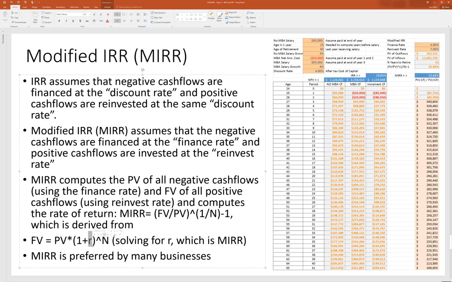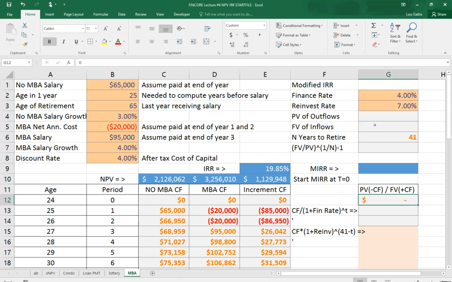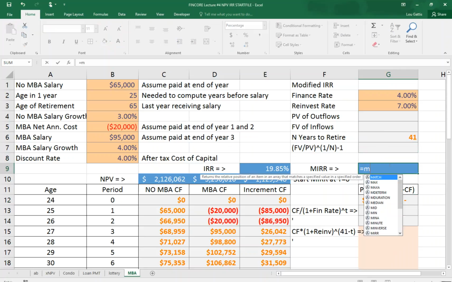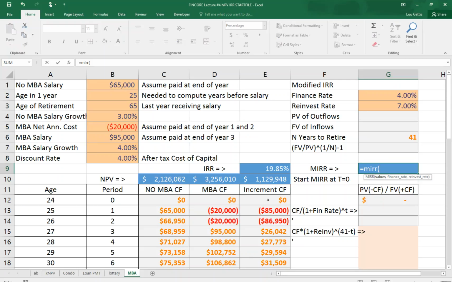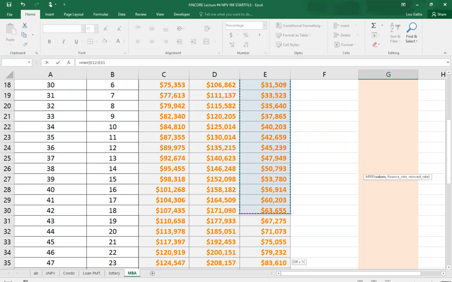What rate of return are we earning by comparing the present value of all my investments or my borrowings and the future value of all my positive cash flows? So now the easiest thing, we can just use the MIRR function in Excel, but I'll show you how it works. And we can do it first. We can say equals MIRR. It asks for the values. So we'll put in the incremental cash flows. Now the MIRR, I've found that the function must start at period 0. So even though the cash flow is 0, it must start there.